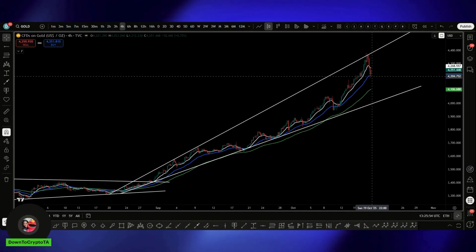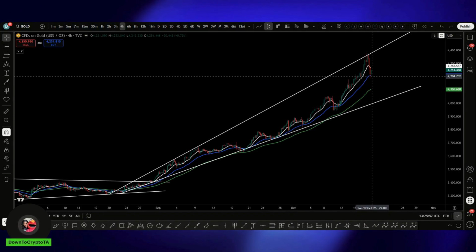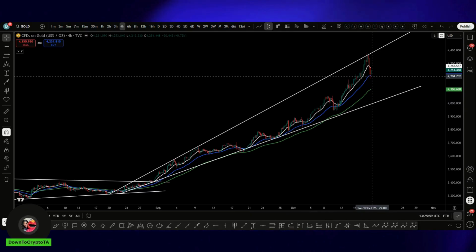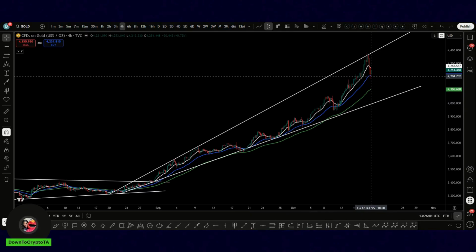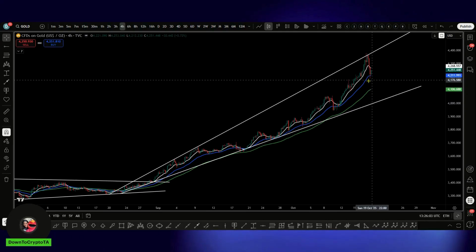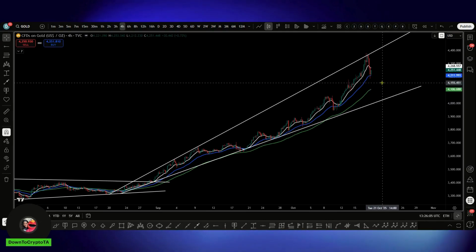That kind of reaction usually signals that bulls are still in control as long as the price remains above or continues to respect this 26 EMA. We have no reason to assume that we have a change in behavior in the price of gold.